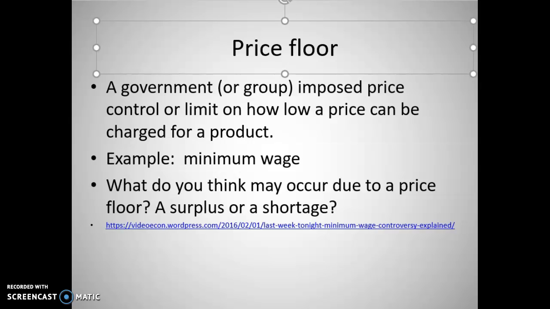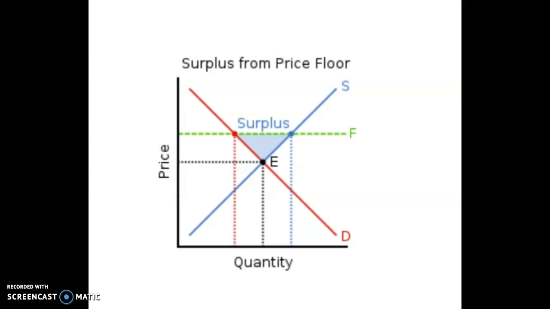So what do you think frequently occurs due to a price floor? A surplus or a shortage? So a price floor has the potential to create a surplus. Normally, like I said, I'd be graphing this in class, but we can't do that. So we're looking at demand downward sloping, the red, supply upward sloping, the blue, equilibrium is E, and then we see the green dotted line of the price floor. So maybe that's minimum wage.